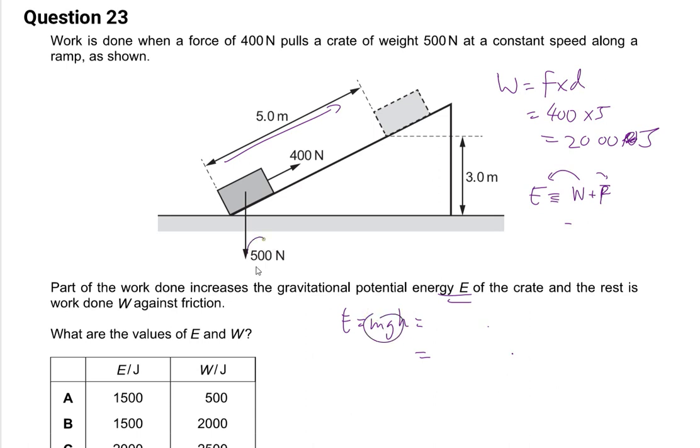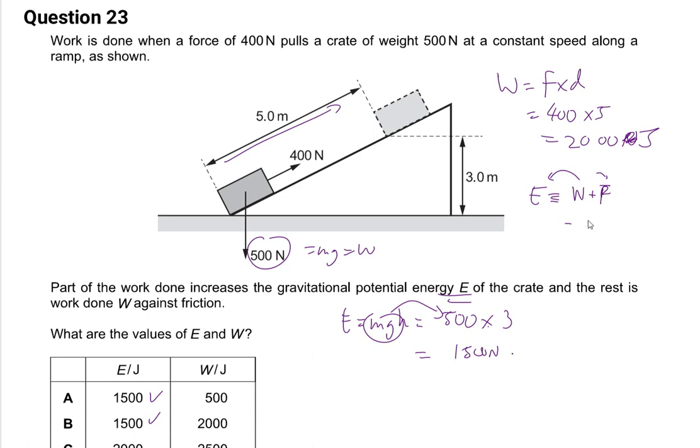This is the mg, which is the weight. So the 500 is already the weight. There's no need to multiply by 10. So mg, that is the weight. 500 multiplied by 3, this is 1500. So therefore now we're talking about A or B.